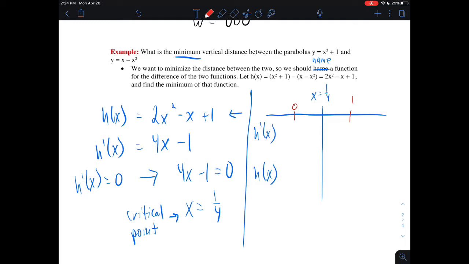When I plug in 0 to my derivative, I get 0 minus 1, which is a negative. When I plug in 1 to my derivative, I get 4 minus 1, which is 3, which is a positive. So our original function, the vertical distance, is decreasing. But then once it crosses over x equal to 1/4, it changes to increasing. And I can see that I get a minimum value at x equal 1/4.